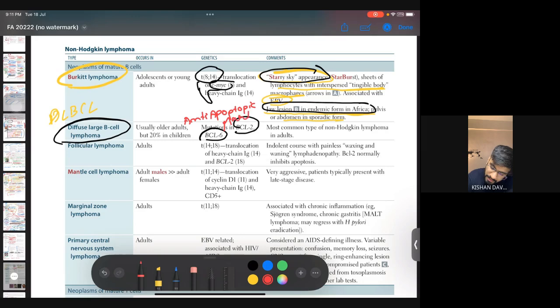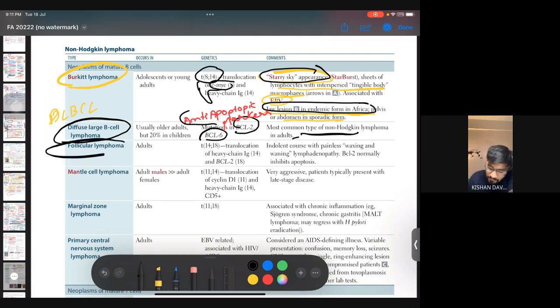Remember, I told you about this in one type of lymphoma while you were studying general pathology. This is how they will test you. In the question, they will say anti-apoptotic markers are present in this type of non-Hodgkin lymphoma. Don't get confused: BCL2, BCL6 is what they are talking about. The most common type of non-Hodgkin lymphoma is DLBCL. So don't get confused.